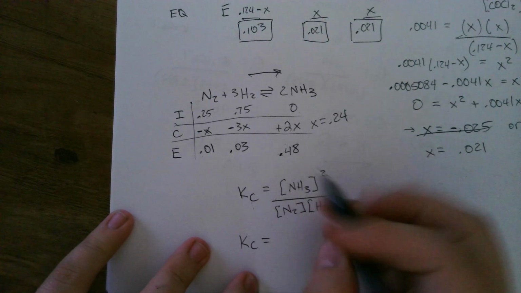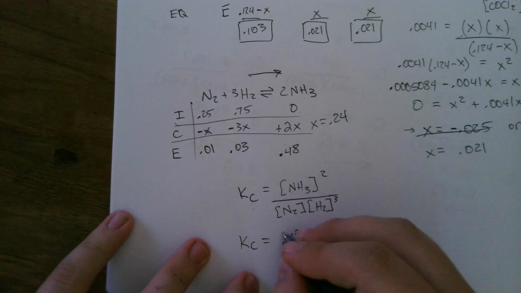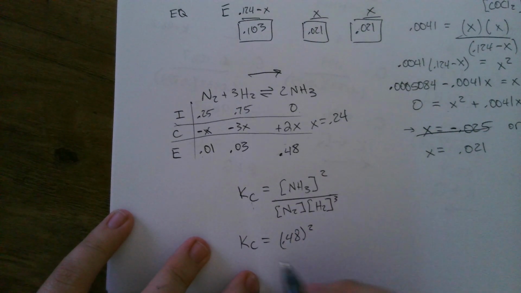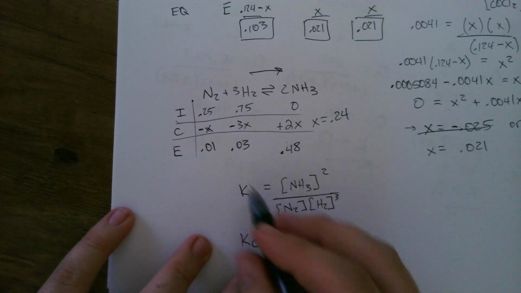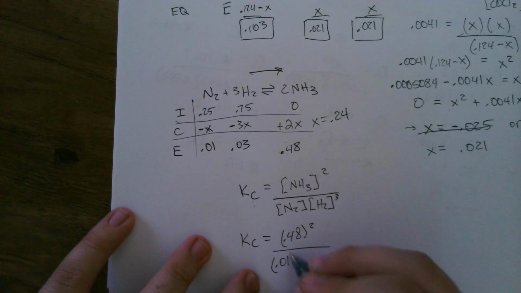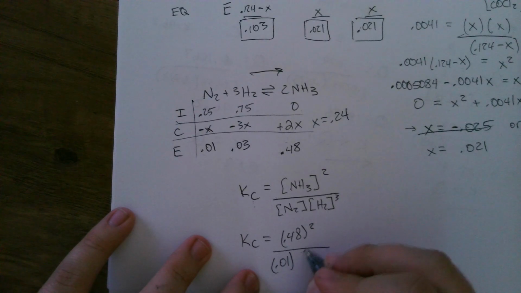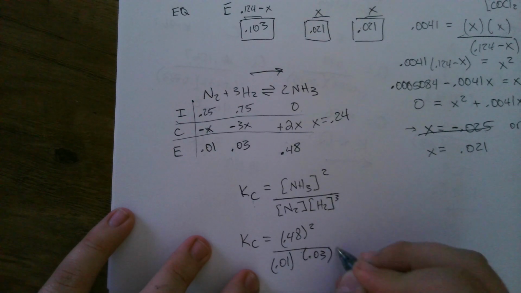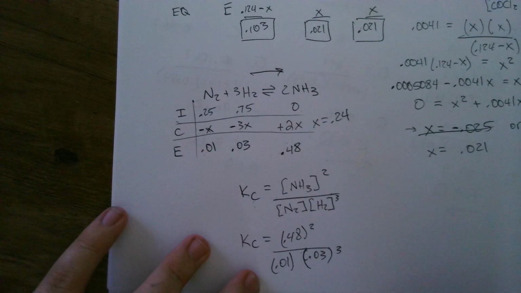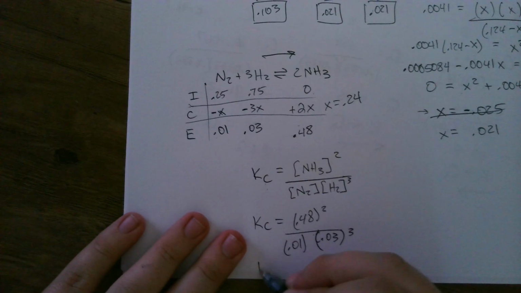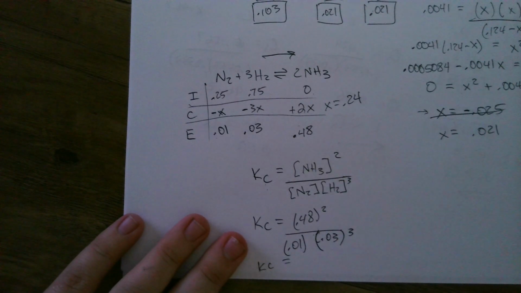Concentration of NH3 is 0.48. Square it over my concentration of N2, which is 0.01. Concentration of H2 is 0.03, and I have to cube that. Plug all this in my calculator. What do I get?